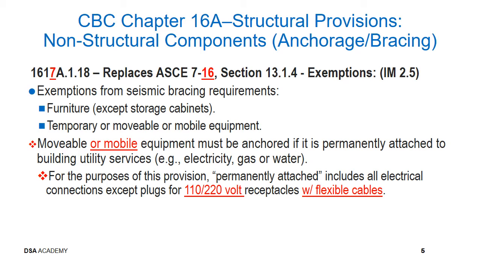There are a couple of exceptions applicable to DSA projects. A. Equipment shall be anchored if it is permanently attached to the building utility services such as electricity, gas, or water. For purposes of this requirement, permanently attached shall include all electrical connections except plugs for 110 or 220-volt receptacles having a flexible cable.